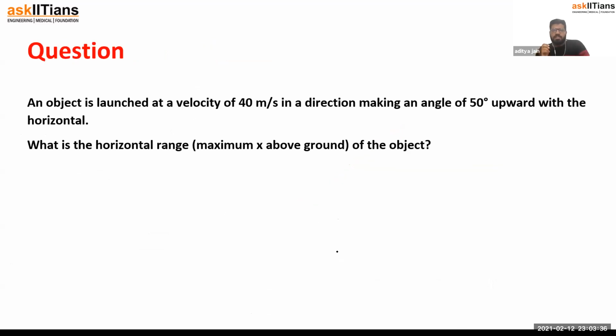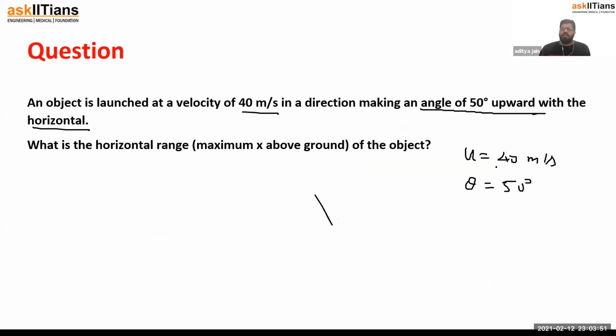Okay. Now see some questions again. An object is launched at a velocity of 40 meter per second, so the initial velocity is 40 meter per second, at an angle of 50 degree upward with the horizontal. Always we calculate the angle with the horizontal, so theta is given as 50 degree. So what is he asking? He is asking for the horizontal range.